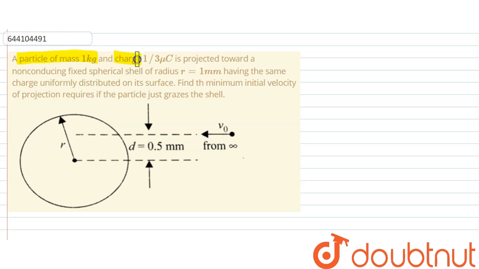Hello, we are given a question which says a particle of mass 1 kg and charge 1/3 microcoulomb is projected toward a non-conducting fixed spherical shell of radius r equal to 1 millimeter. So this is the particle of mass 1 kg and charge 1/3 microcoulomb, and it is being projected towards this non-conducting spherical shell having the same charge uniformly distributed on its surface. So it also has 1/3 microcoulomb.